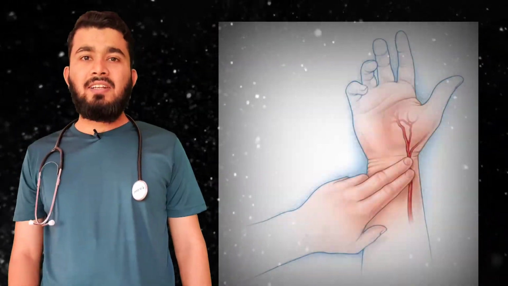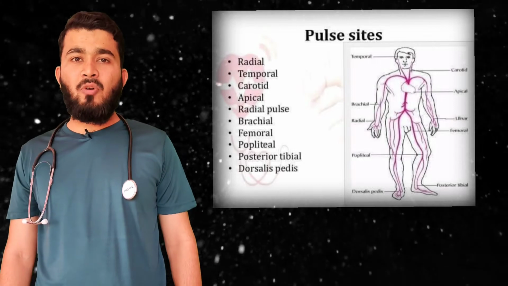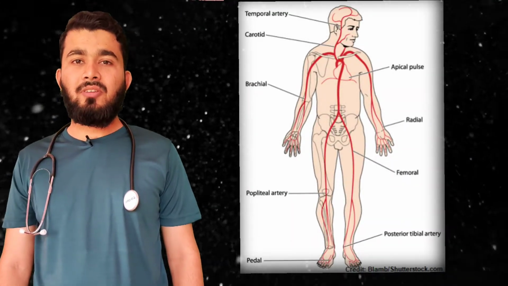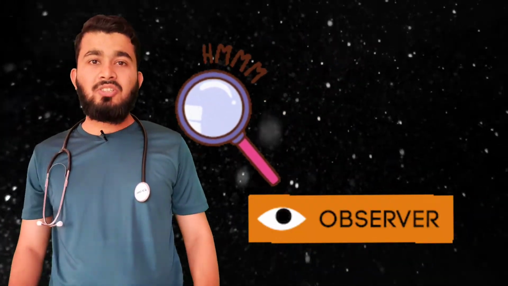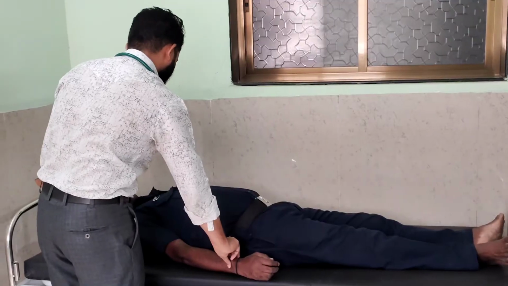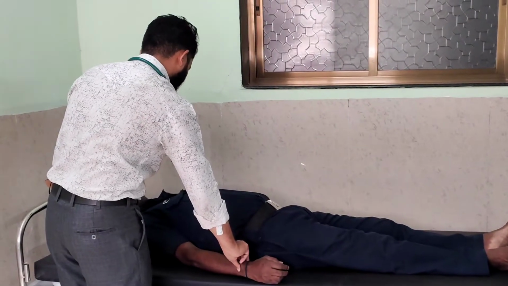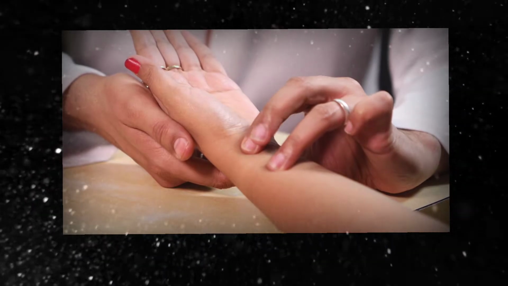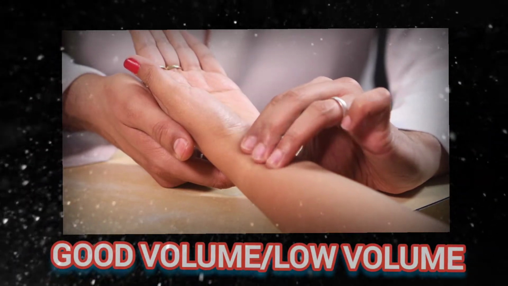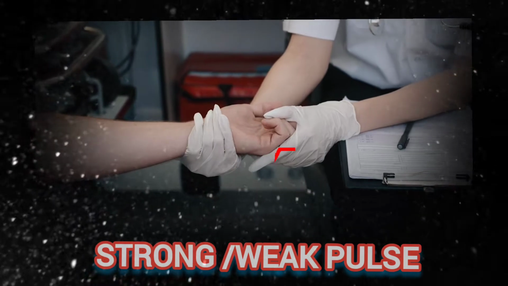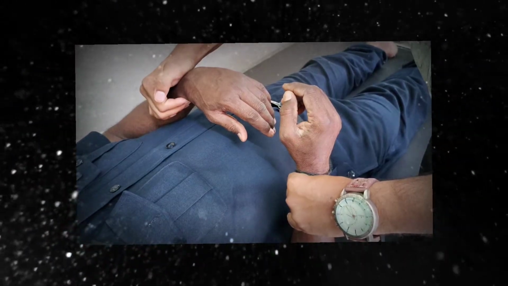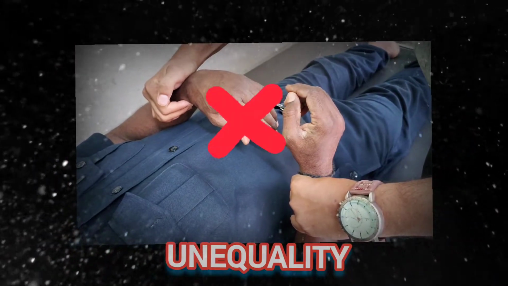Other than radial artery, there are various pulse points on the human body. Findings from all these observations are: when you check the pulse of the patient, you should observe whether the pulse is of good volume or low volume, strong or weak pulse. You should observe whether there is an inequality.